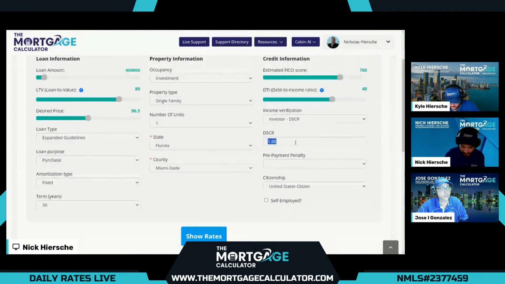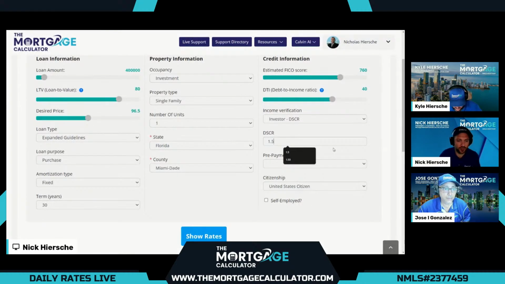The estimated rents can cover the expenses, aka the property cash flows. That's a ratio of 1 or higher, and we have options for under 1. I always put 1.5 for the demo so we can see all the programs pop up here.